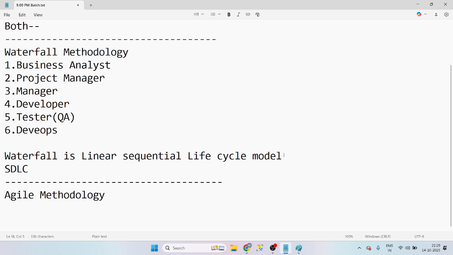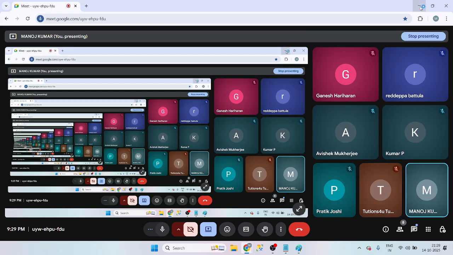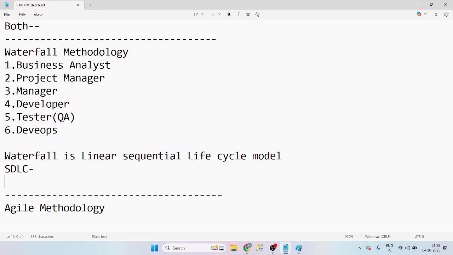SDLC. This is very, very important. Without SDLC, we can't start the project. Okay. Without SDLC, we can't have a project. SDLC is nothing but software development life cycle.